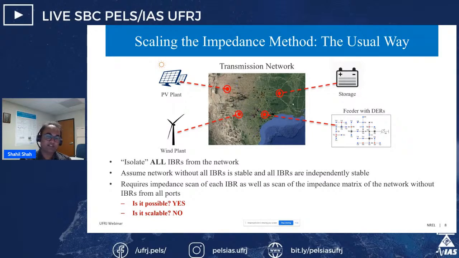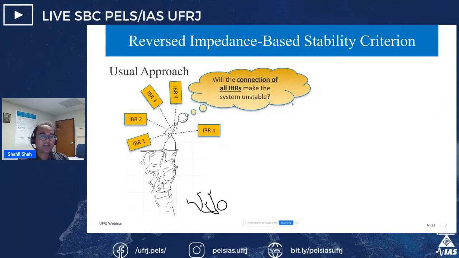So what do we do? How do we scale the impedance-based method to perform stability analysis? So again, the usual approach is we ask the question: will the connection of all IBRs to this system make it unstable? Basically, in this cartoon you can think of standing on a hill as a stable system, and the question we are asking is, if we connect all these IBRs, will it fall down the cliff, or the system will become unstable? So here we need to do the scan of each IBR, as well as of the system, looking from each IBR.